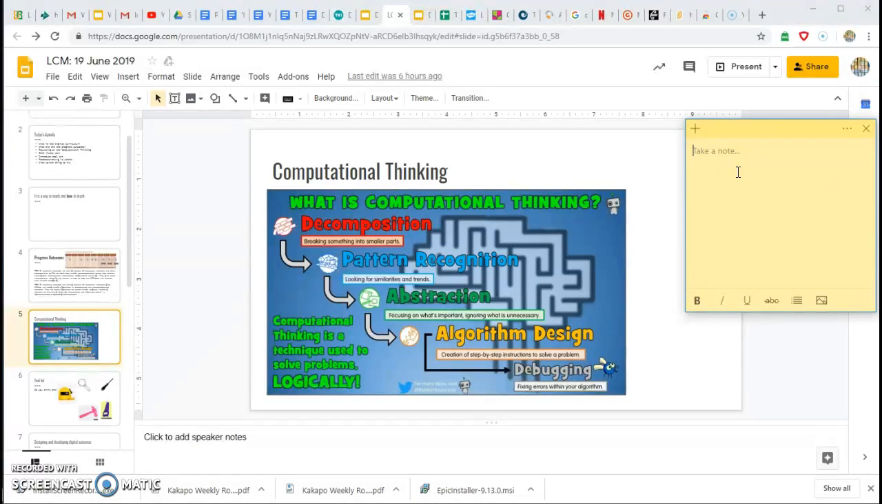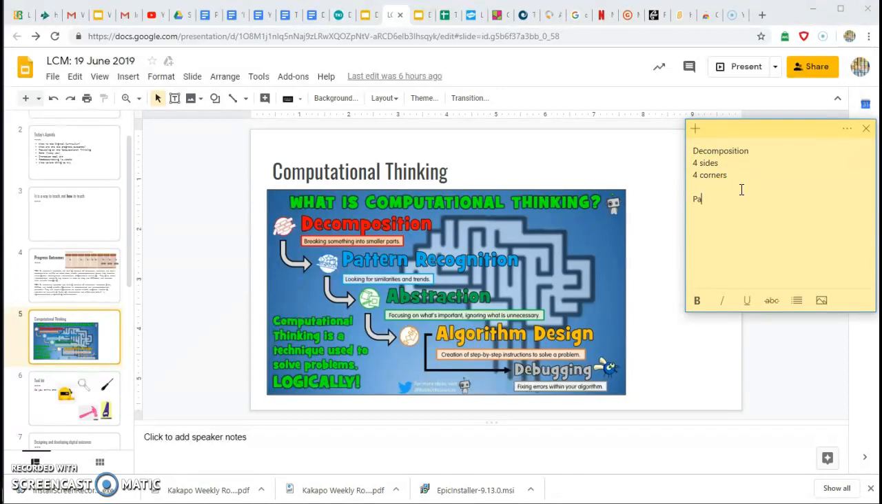So if we use decomposition to talk about making a square, we know that a square has 4 sides. And we also know that it has 4 corners. So basically, decomposition of a square is 4 sides and 4 corners.